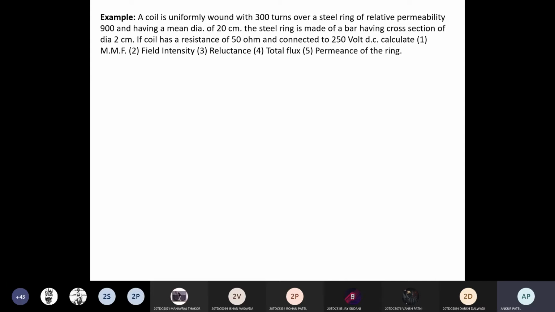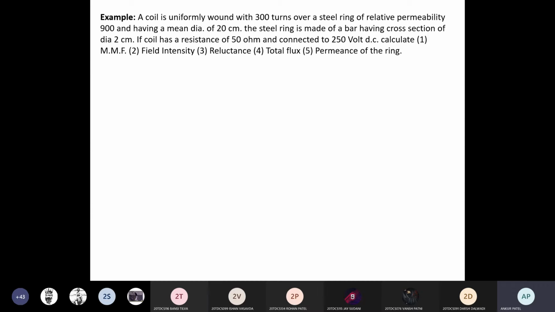So these are the given data. Here you need to find MMF. So MMF is equal to what? MMF is equal to N into I. N is given in the data, number of turns, 300 turns. Is current given in the circuit? No, it is not given.